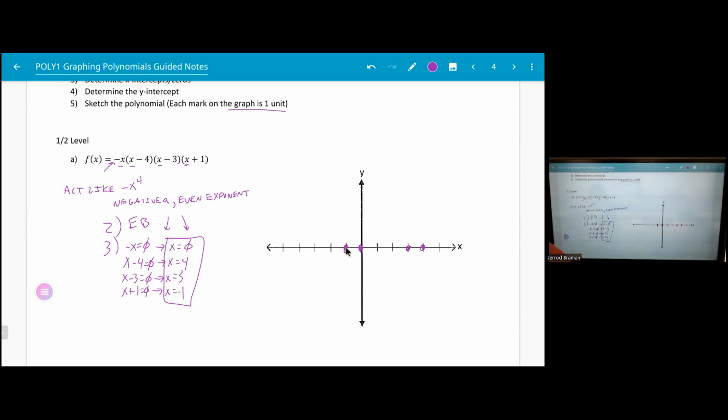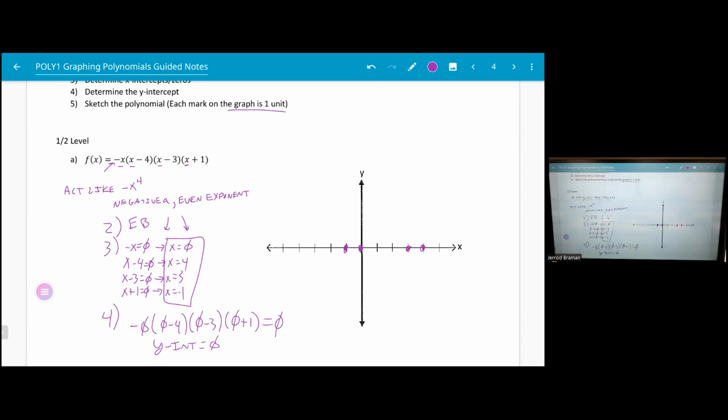Determine the y-intercept. Well, this one's nice, all right? This question is nice because all I have to do is plug in 0 for every x that I see. So I have negative 0 times 0 minus 4 times 0 minus 3 times 0 plus 1. And what does that give us? Well, this is the nice part, right? We should be able to see it already on the graph. If I plug in 0, 0 times all this other stuff is going to give me 0. My y-intercept in this case is 0.